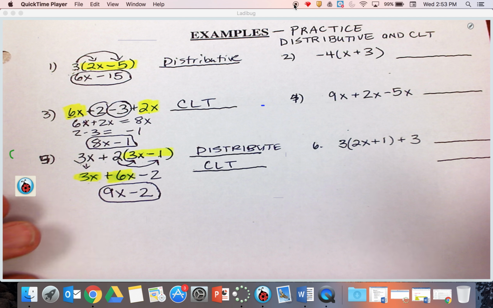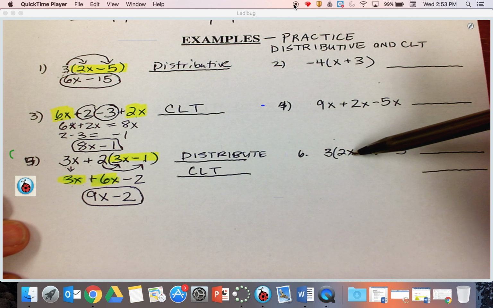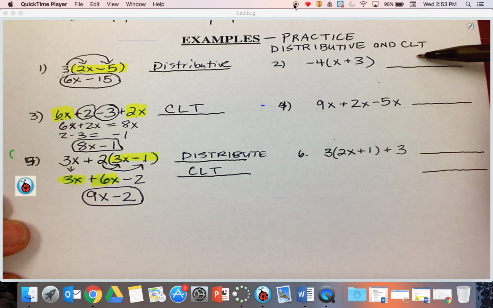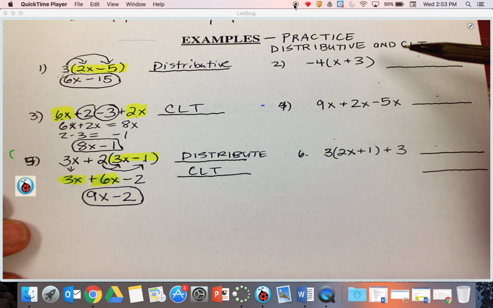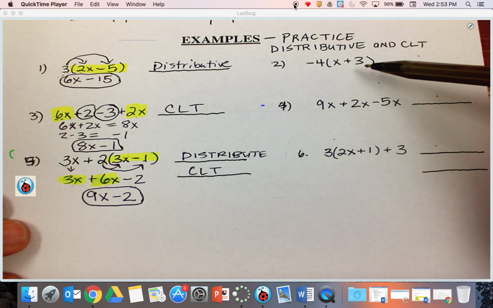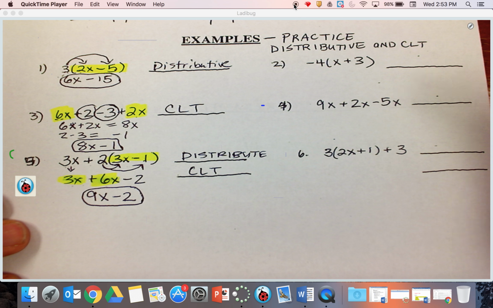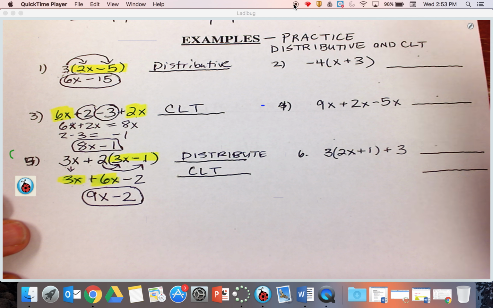So I would like for you to try 2, 4, and 6. Write down what you're doing. Is this distributive property or combine like terms? Maybe you've got to do both here. See if you can simplify those. If you would like to check with me at the end, after you finish these, I will let you see if you got these correct and you can move on. So I'm not going to do 2, 4, and 6, but that's how you would do distributive property and combine like terms.